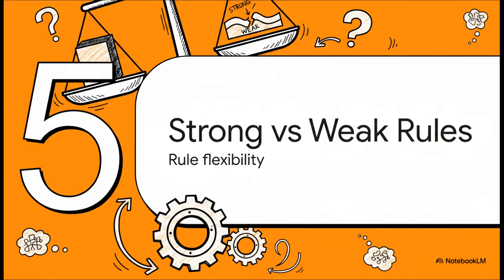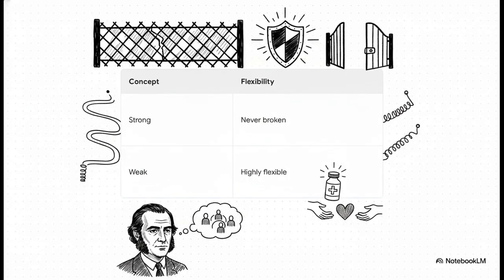And that controversial little admission leads us perfectly into our 5th and final module, strong versus weak rules. Let's outline the major debate within rule utilitarianism itself. You are definitely going to want to lock this comparison in for your revision. It maps out the clear difference between strong and weak rule utilitarianism.